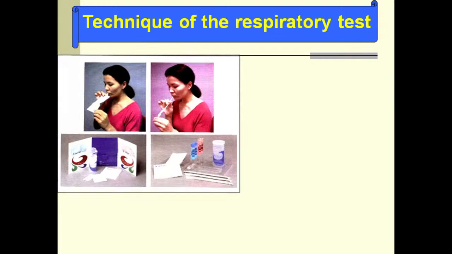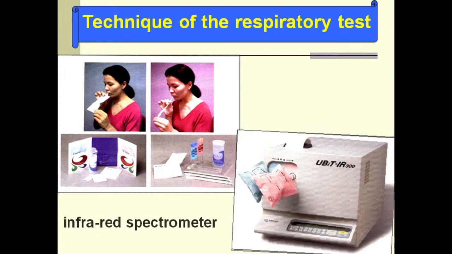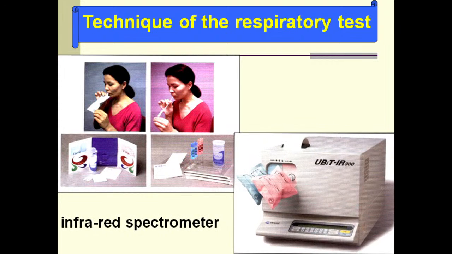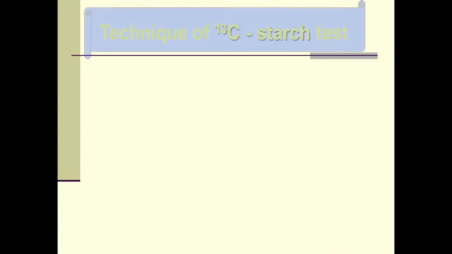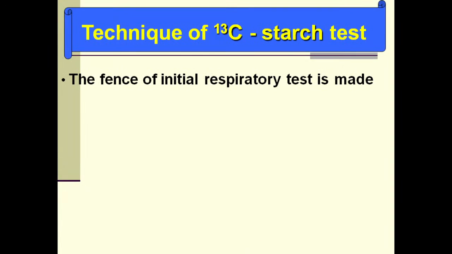Respiratory test, I explained its technique when we spoke about diagnosis of Helicobacter pylori, pathology of the stomach and duodenum, in the same order. The patient exhales air before breakfast and after breakfast, and then both samples will be examined in an infrared spectrometer, and depending on the level of carbon dioxide we can assess the functional activity of the pancreas.